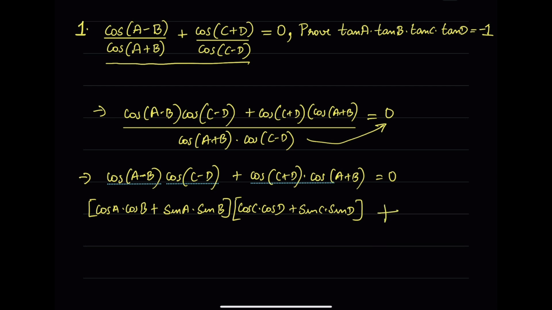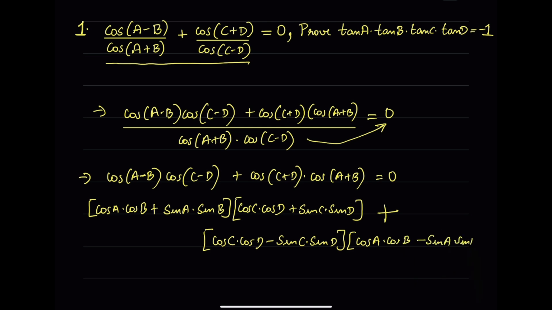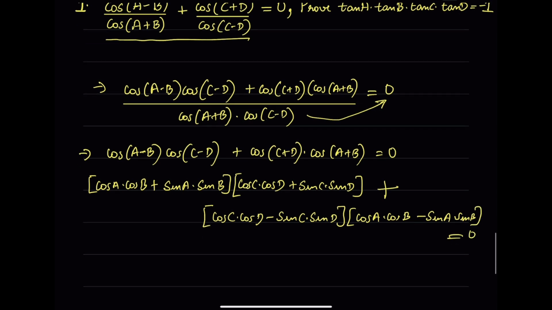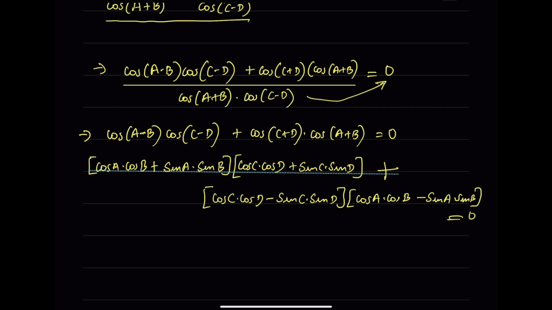Then the second part, let us apply the formula, which is (cos C cos D minus sin C sin D), and this is (cos A cos B minus sin A sin B), which is equal to 0. Now let's move the second part to the other side of the equation.